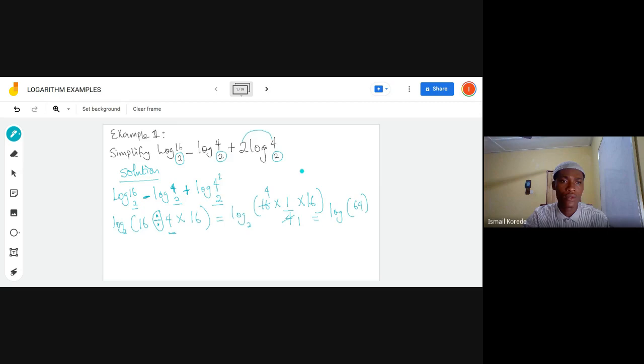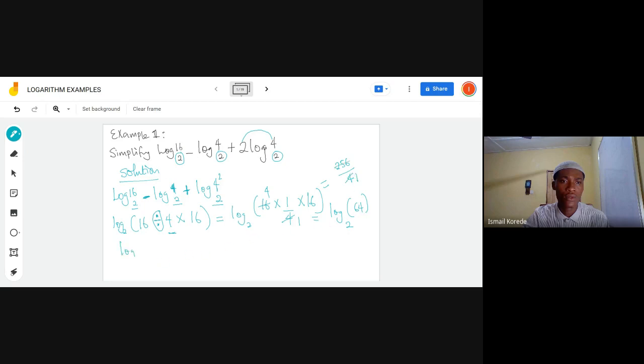4 times 16 is 64. It could also have been 16 times 16, which is 256, over 4. Then 4 into 256 is 64, so it's the same thing.